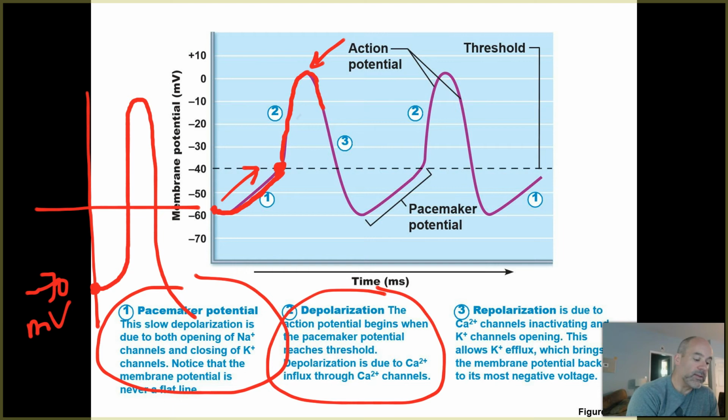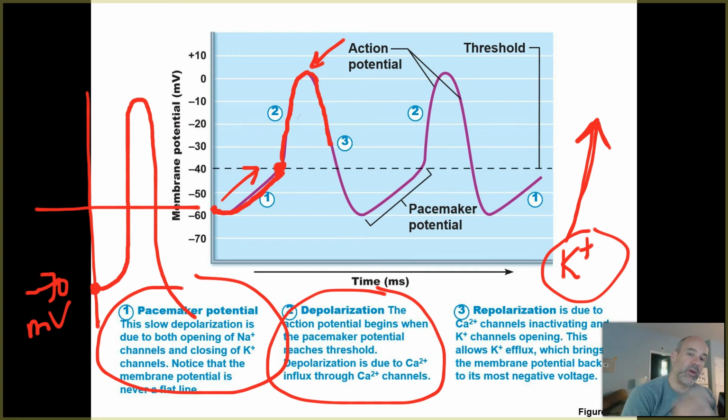Then they repolarize. So those calcium channels close and potassium channels open, which allows potassium, which is also positively charged, to go out of those cells. And again, this is very similar to what you learned in biology 201. If you're letting positively charged ions out, what's going to happen to your membrane voltage? It's going to get more negative. It's going to go down back towards minus 60 over here.